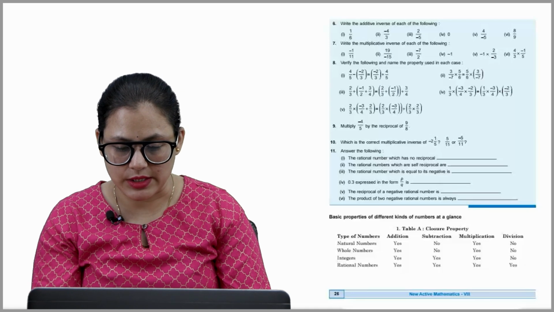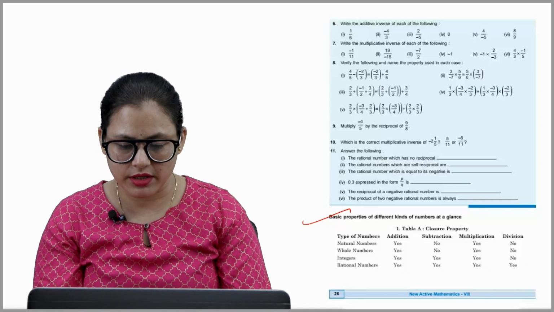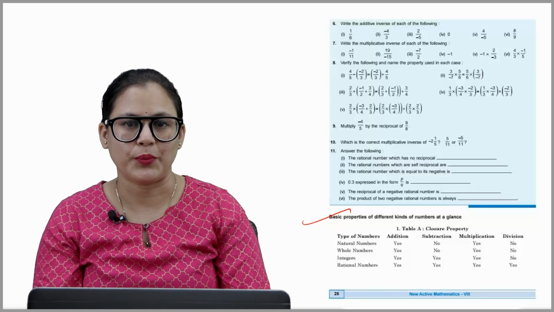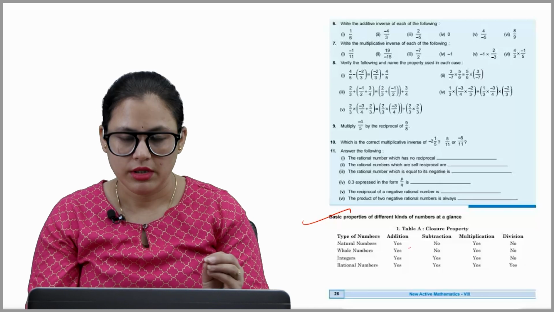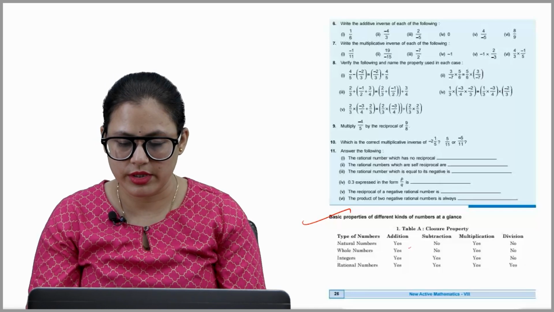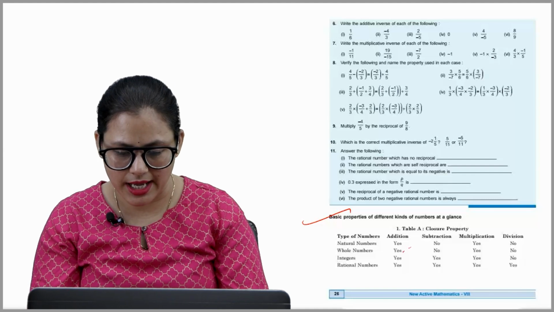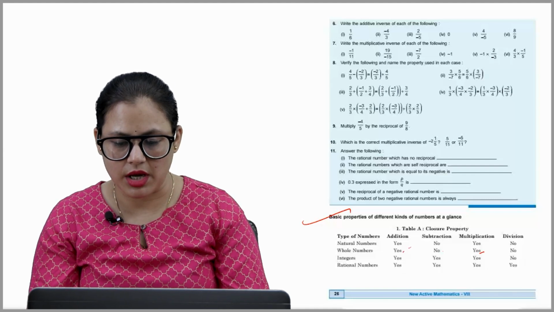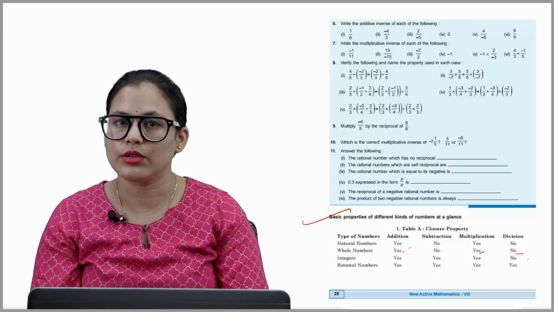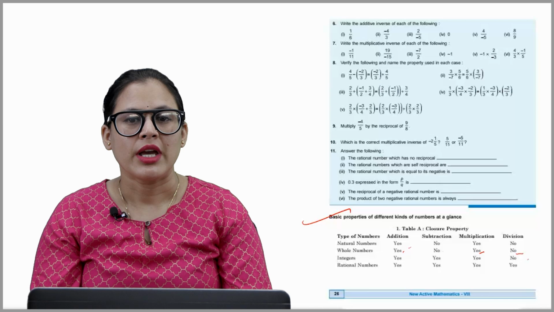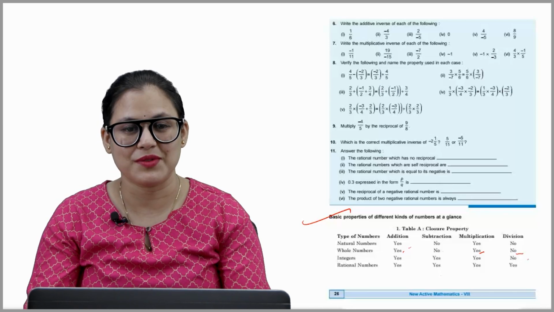Basic properties of different kinds of numbers at a glance. Okay. So, here types of numbers are given: addition, subtraction, multiplication, division. Okay. This is the closure property. Natural numbers: addition they follow, subtraction they don't follow, multiplication follow and division doesn't follow. Whole numbers follow addition and multiplication but don't follow subtraction and division. Integers follow addition, subtraction, multiplication but not division, and rational numbers follow addition, subtraction, multiplication as well as division. Okay.